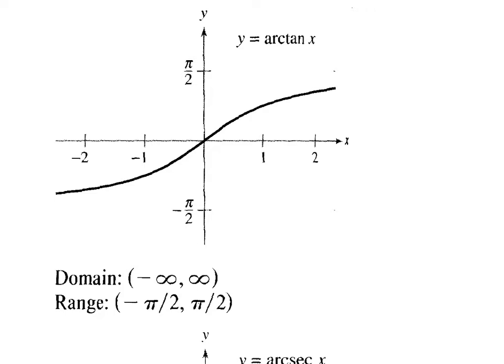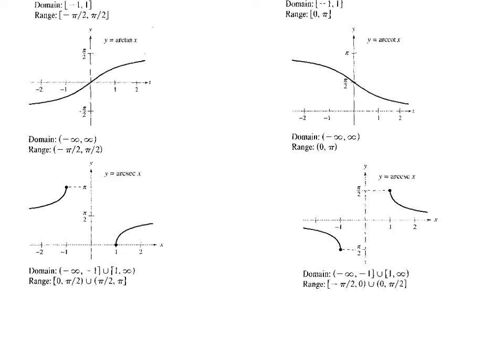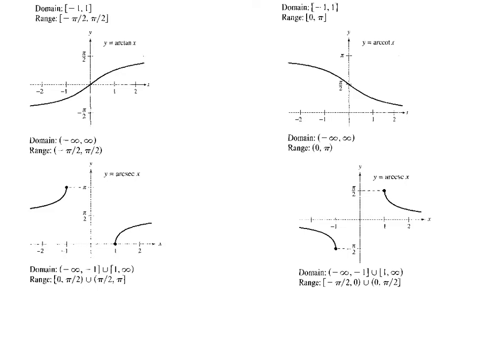And then here are 3 that we didn't look at last year, but you can see the similarities here. Okay? We have arc secant, arc cosecant, and arc cotangent.